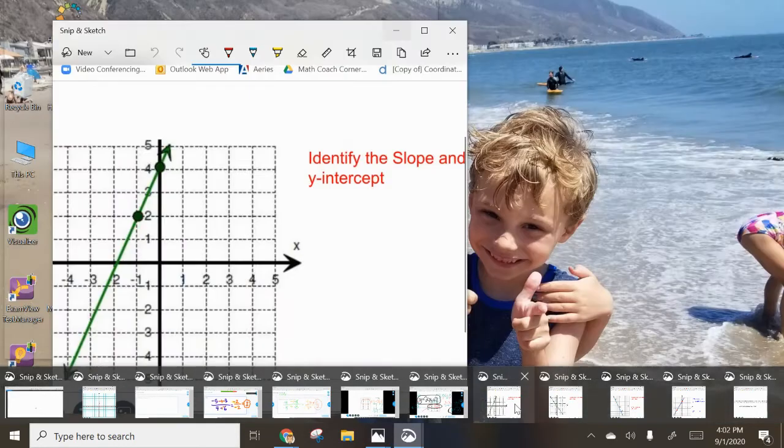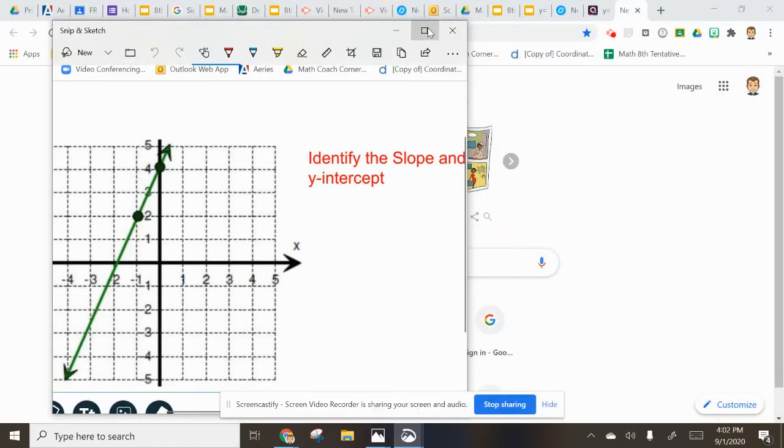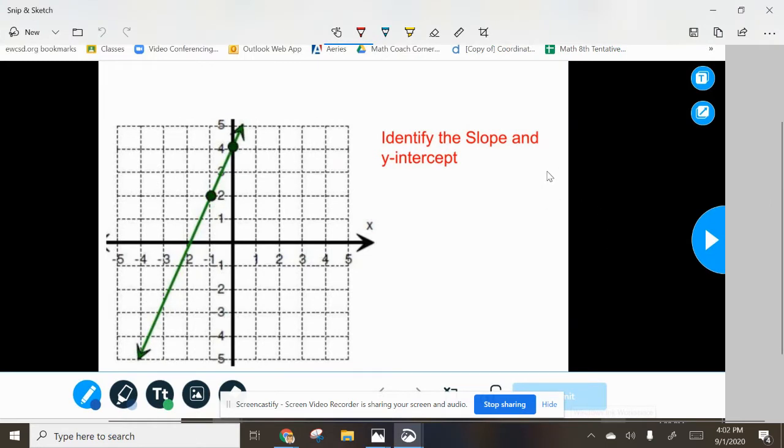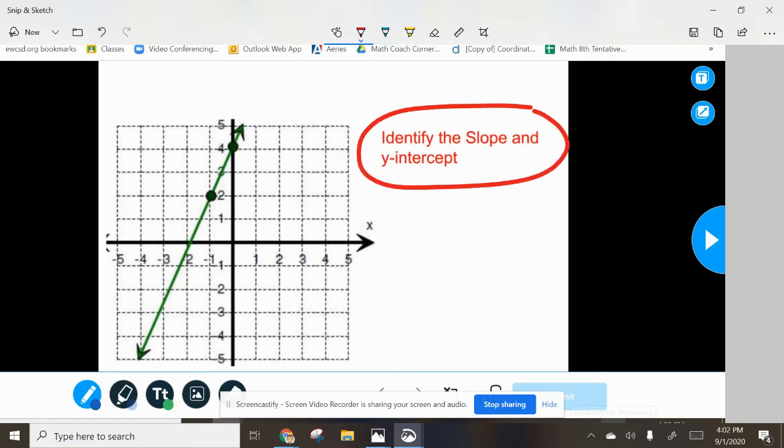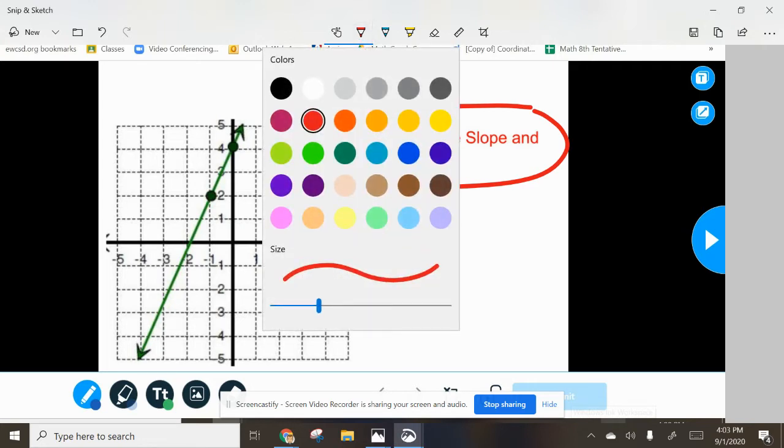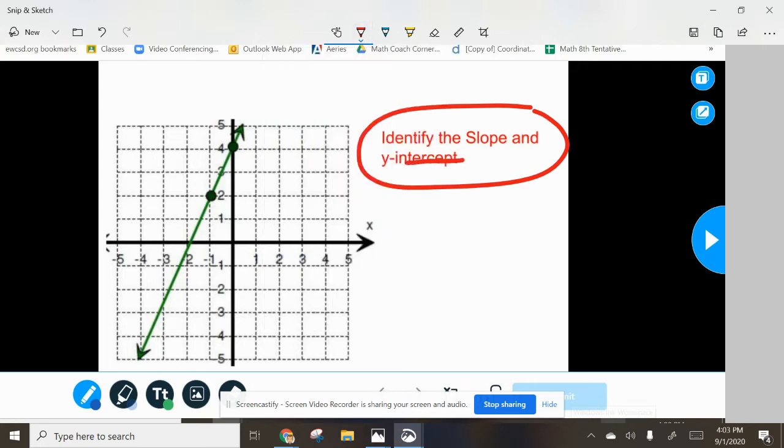All right, guys, I'm going to do a handful of practice problems that you're going to see in a little bit. So I want to make sure you understand how to handle this. It says identify the slope and the y-intercept. So the first thing I'm going to do is the y-intercept. I'm going to do it in a different color.